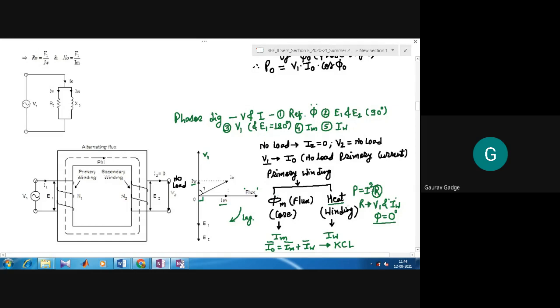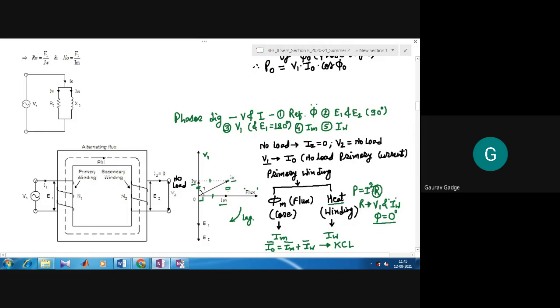So this coil's heat and the core's flux is developed due to the two different currents, that is magnetizing current and loss component of current. So I naught is equal to Im plus Iw, and that Im plus Iw can be written by using KCL. Now how do we represent it in the phasor diagram? Just by making the parallel lines, you see the parallel lines which are drawn here. Okay, so you get one point that is called the intersecting point, and join that intersecting point with O, so that you can get I naught.